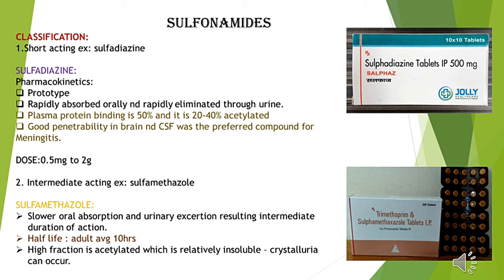First, short acting. Example, sulfadiazine. Sulfadiazine's pharmacokinetic properties: it is a prototype and rapidly absorbed through the oral route and rapidly eliminated through the urine. Plasma protein binding is about 50% and it is 20 to 40% acetylated. Good penetrability in the brain and CSF, it was the most preferred compound for meningitis. Dose 0.5 to 2 grams.